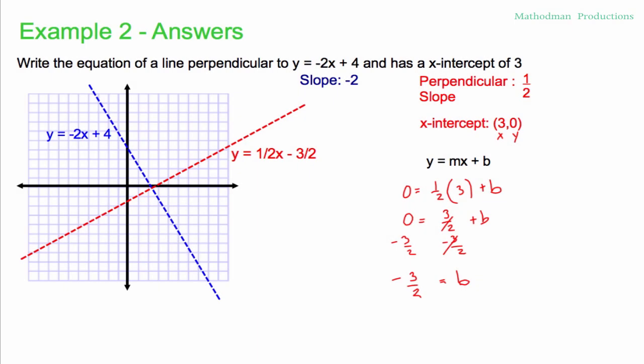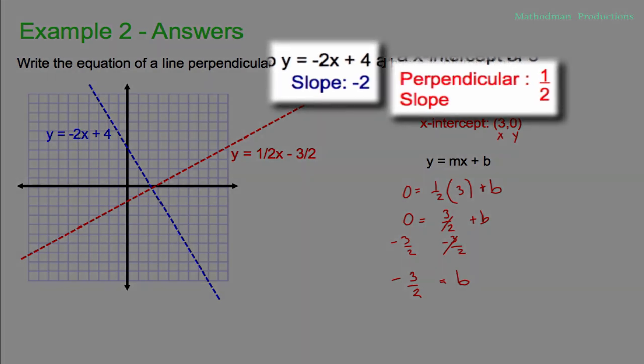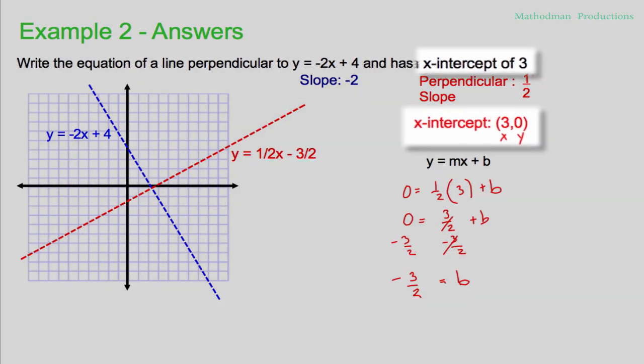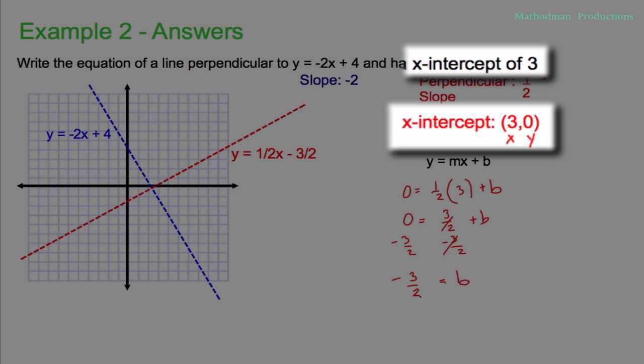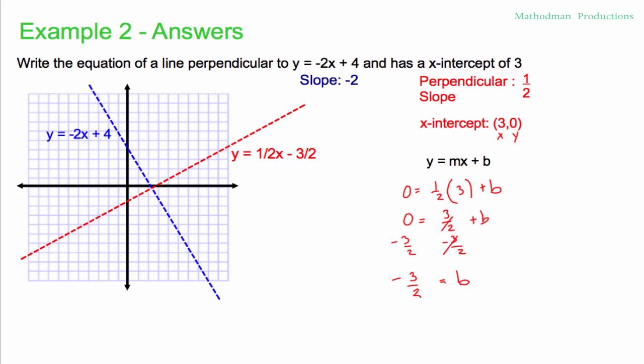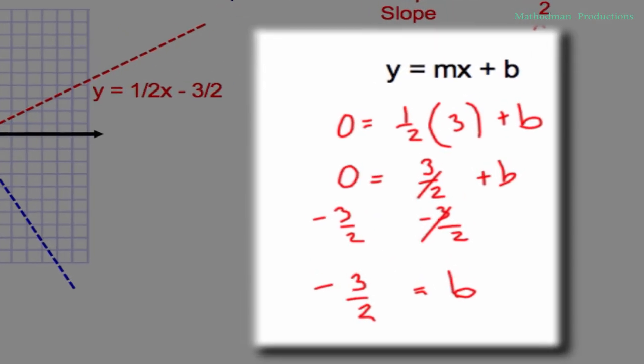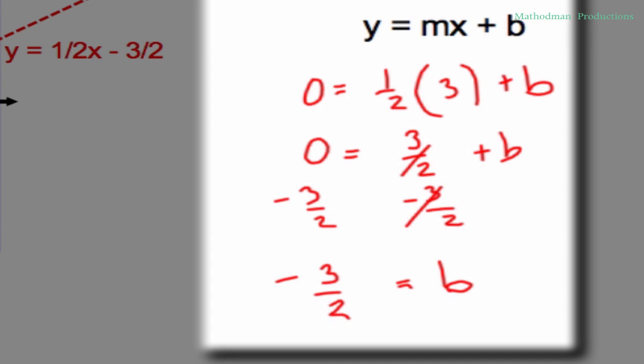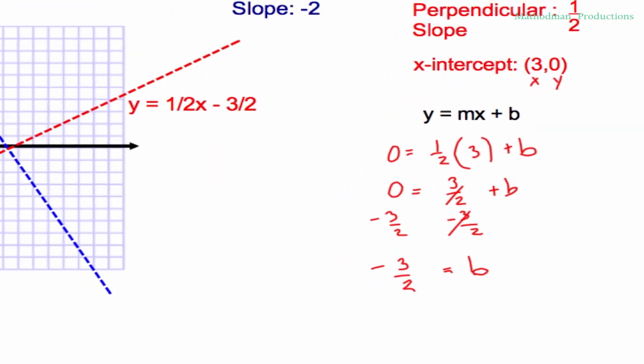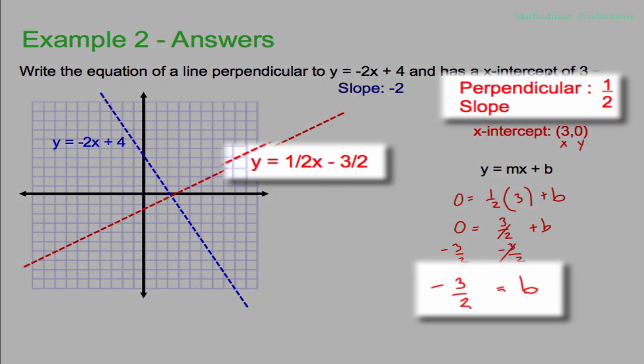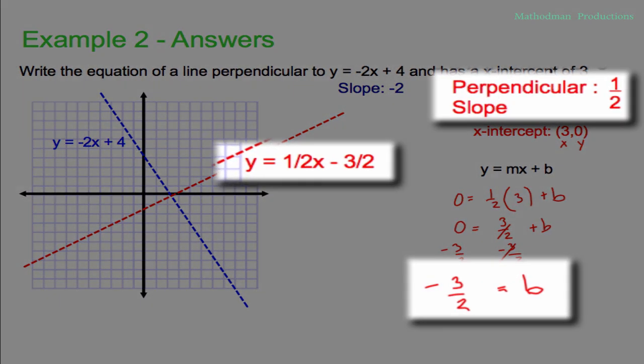Here is the answer for example 2. The first thing you had to do was find the perpendicular slope to y equals -2x plus 4. That slope's a half. When it says an x-intercept of 3, then those coordinates are (3, 0). If you have a slope and a coordinate, then we can write our equation. Plug everything into the slope-intercept form and solve for b. And you should get -3/2 as your b. Now the final thing, if you've got a slope and a y-intercept, just put the two together and you get y equals 1/2 x minus 3/2, which is your answer.